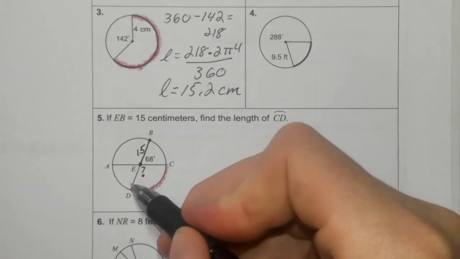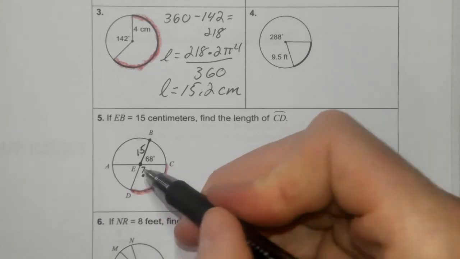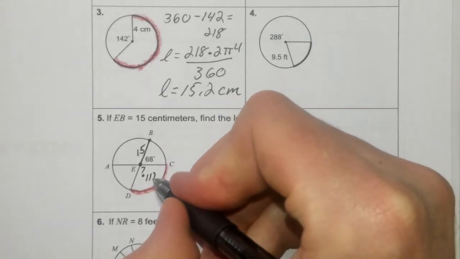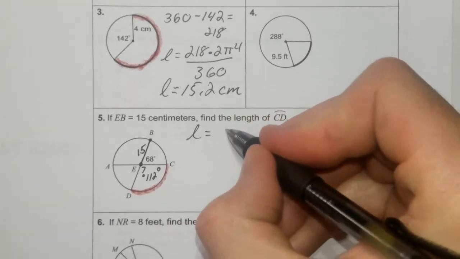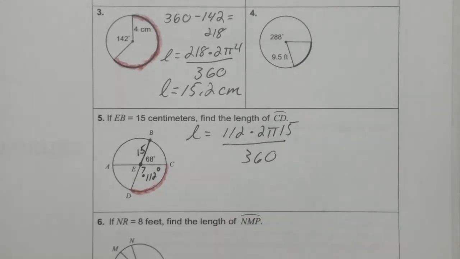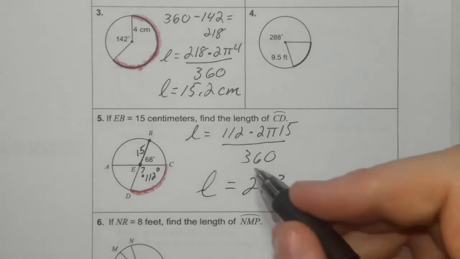Well, luckily we are given a diameter, so I know that this whole thing here, 68 plus the unknown, has to add up to 180. So with some quick subtraction, 180 minus 68 is 112. So this angle measure and arc measure is 112 degrees. So L is 112 times 2 times pi times 15 over 360. In my calculator, I've got 112 times 2 times 3.14 times 15, and then divide by 360, and I got about 29.3. And these are centimeters.